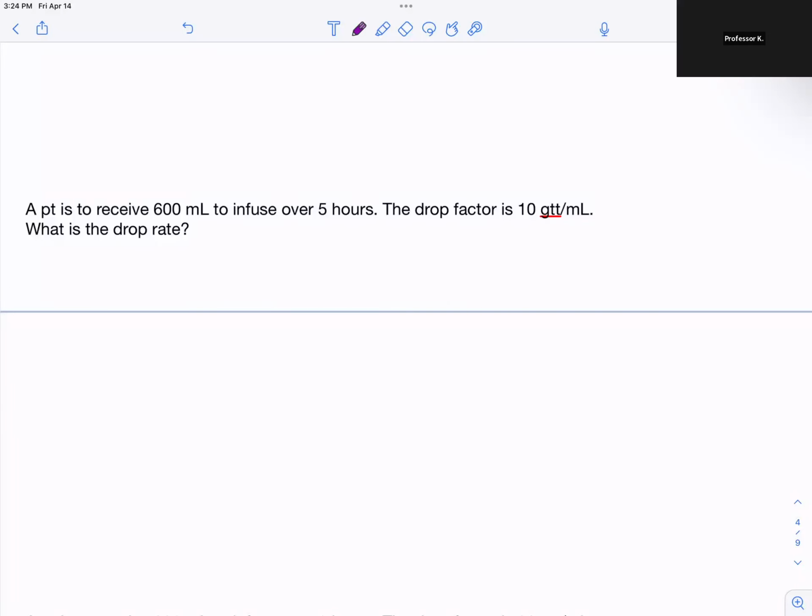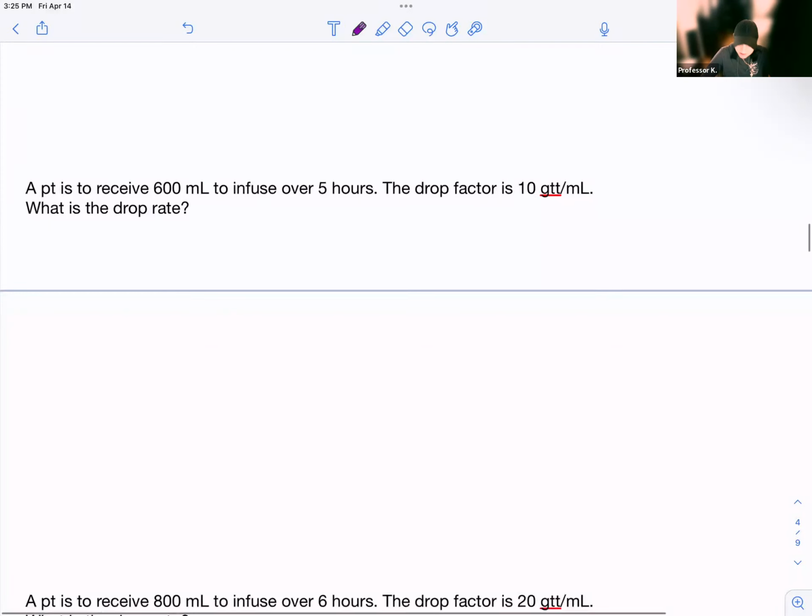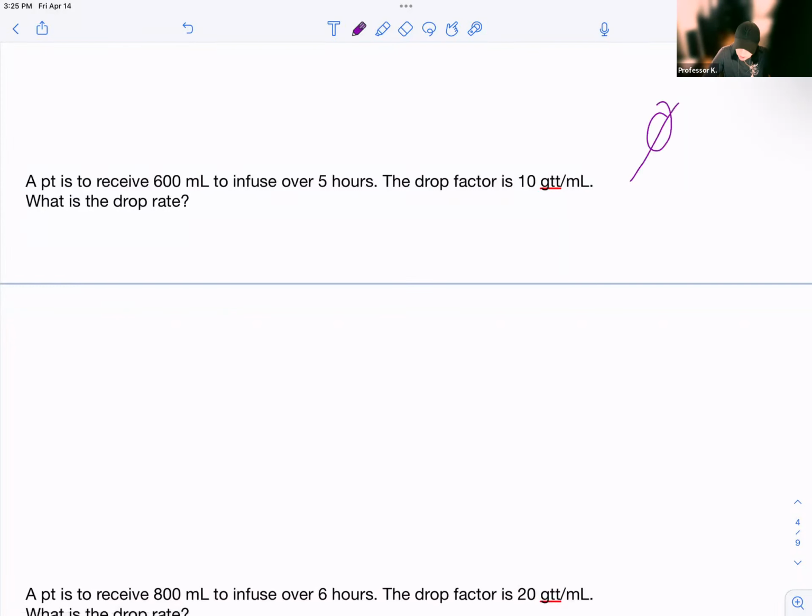All right, what's got everybody stumped? Let's figure this out together, okay? We've got to look at our problem. The first thing I'm looking for in my question is the word pump. Now, in this question, I do not see the word pump. No pump. But what I do see is a drop factor. No pump and a positive drop factor. So what am I solving for? What is my wanted?